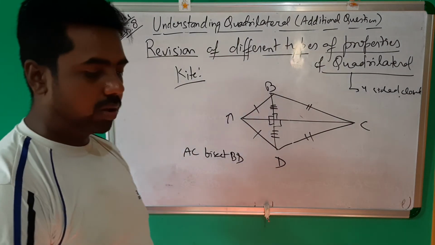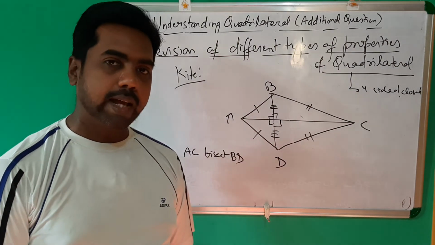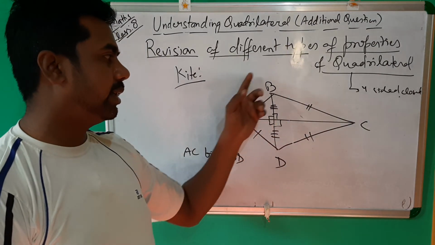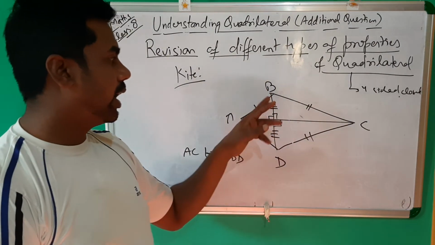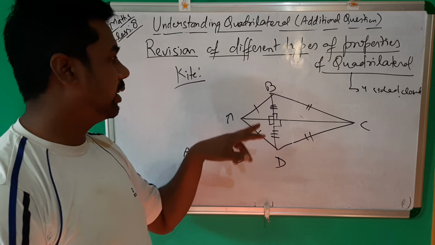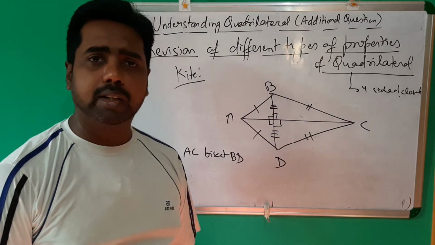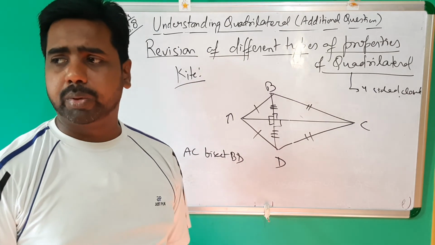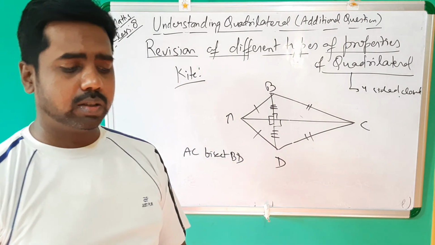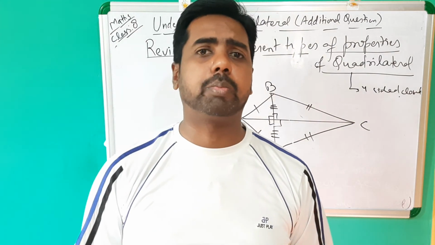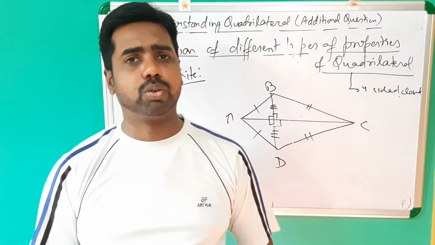Diagonals are perpendicular to one another and one of the diagonals bisects the other. Diagonal AC bisects diagonal BD, and two pairs of adjacent sides are equal. These are the recap of all the properties which we are going to use in this fourth exercise.